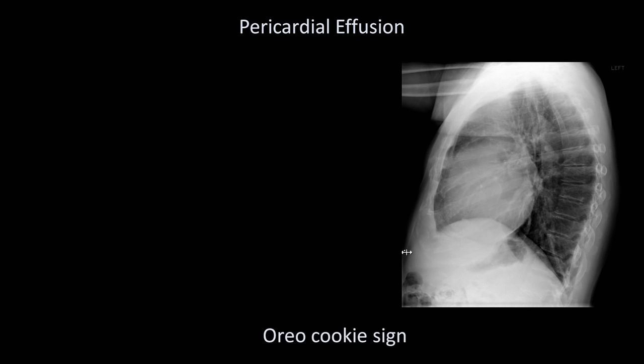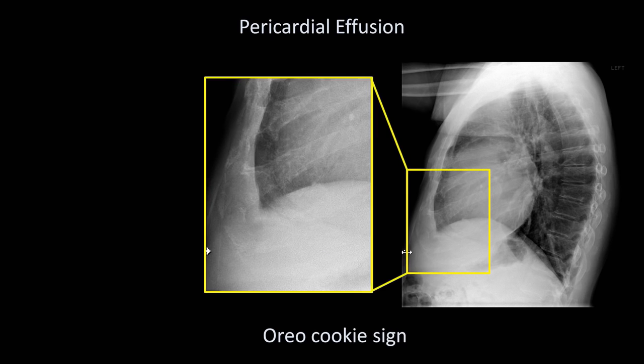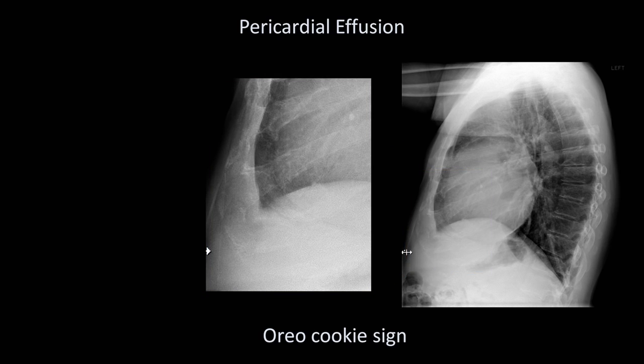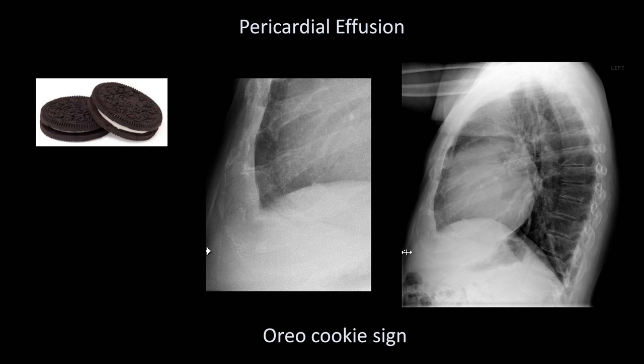Next, the Oreo cookie sign is a little amusing. It's seen on the lateral film. I'm going to zoom in on this part right here. To understand what you're looking at, you'll need to know what an Oreo cookie looks like. I'm sure there are parts of the world that are not familiar with this fantastic, mass-produced, artificially flavored treat. So here's a picture. The important aspect is that it consists of a layer of white cream sandwiched between two dark, supposedly chocolate-flavored discs. If you look really carefully, you can actually see the same configuration in front of the heart, just above the diaphragm.